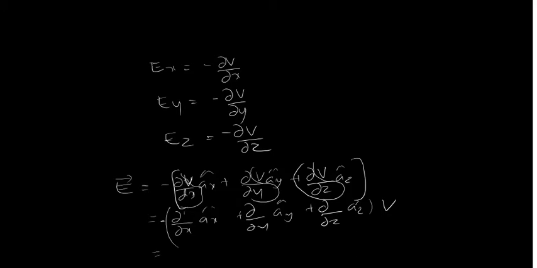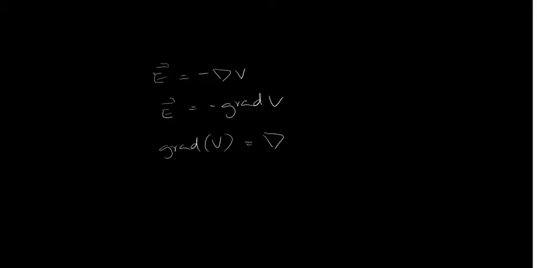So this is what we have learnt in the last class, an operator called del. So del of V. So this is the very important expression. E is minus del V, and we have seen E is minus gradient of V. So from this I can say gradient of V is nothing but del of V.